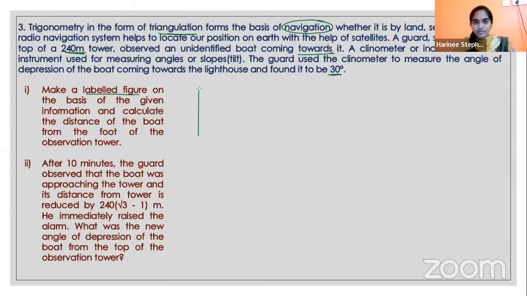If yes, check it with the screen. A 240-meter tall tower, and using a clinometer, as I discussed earlier what a clinometer is, he is watching the boat coming towards the lighthouse, and that's the angle of depression. Remember, it's angle of depression.